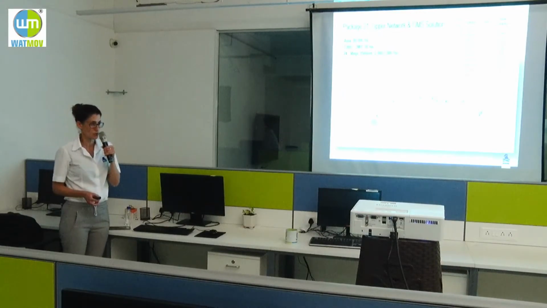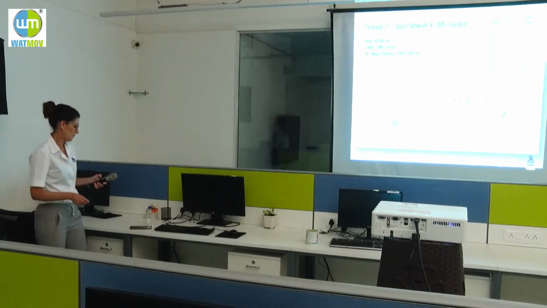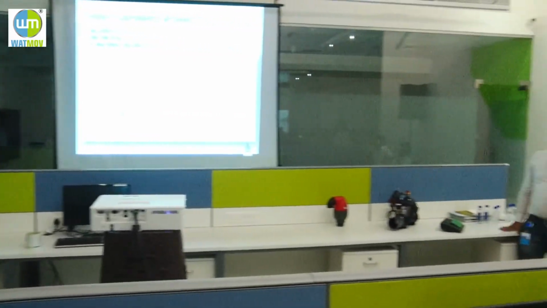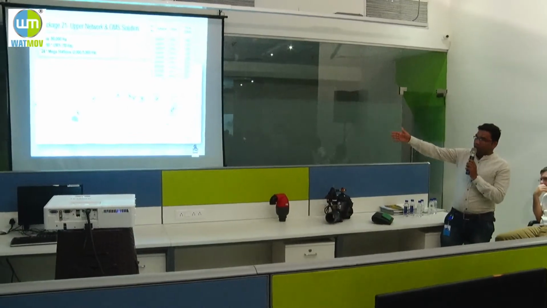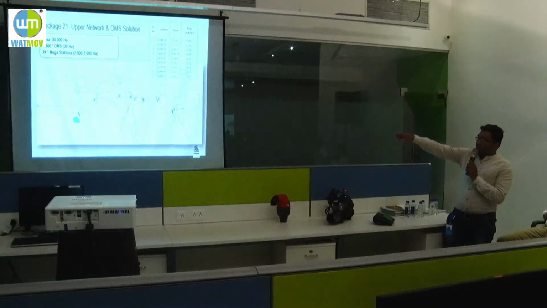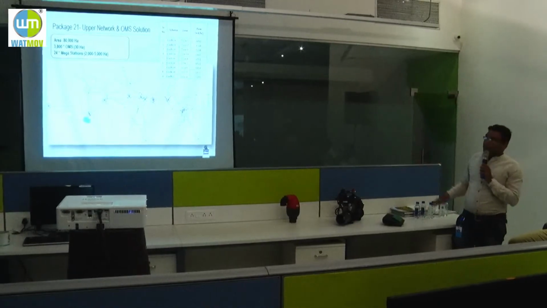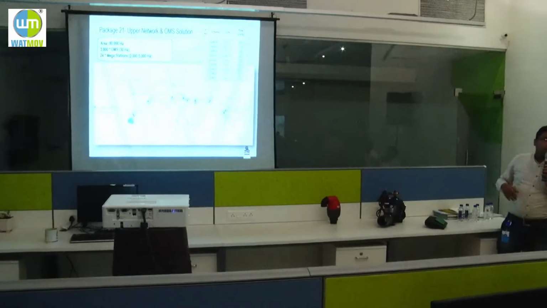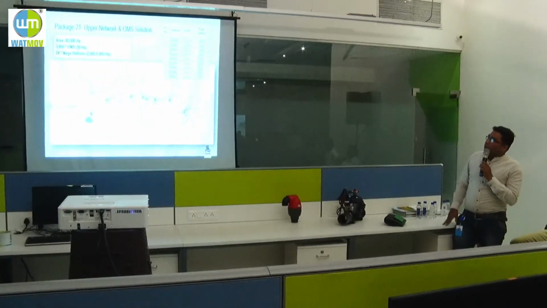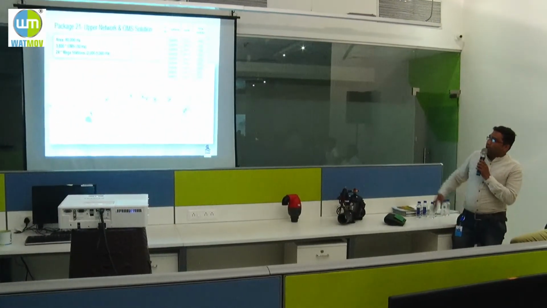So let's talk about package 21, upper network solution and the OMS. This is a map of part of the project, right? Pushkar, if you want. Total project is around 80,000 hectares. This is a lift irrigation project, lifting water from the dam. There is a pumping station, and the entire network is a pressurized pipeline network. There are two pumping stations and two zones, one is Gadkol and another is Metapalli. So as you see, there are total 80,000 hectares.